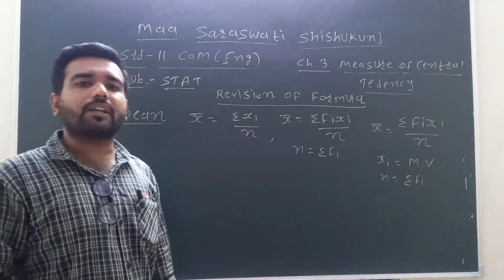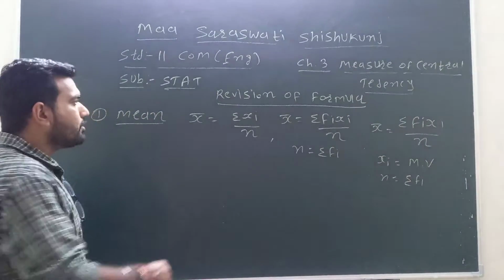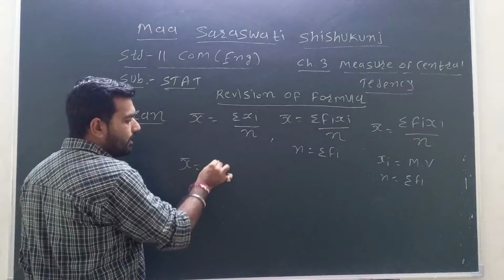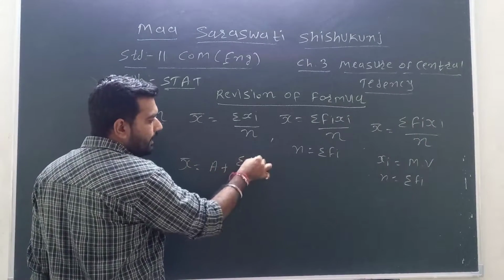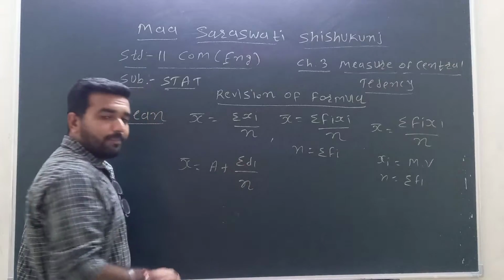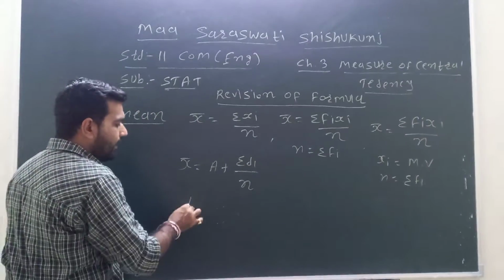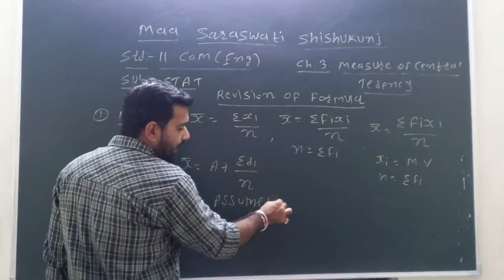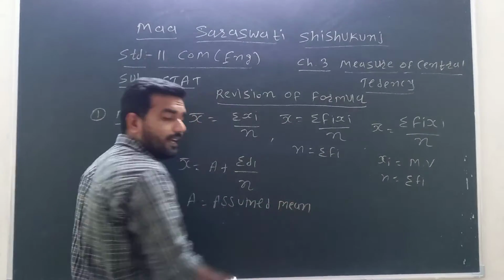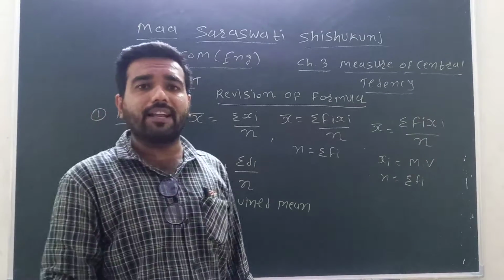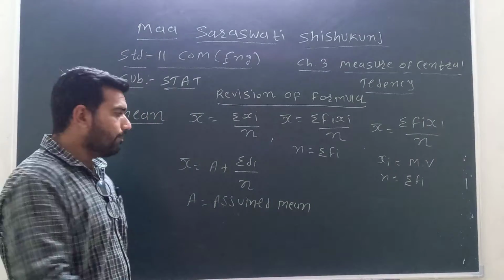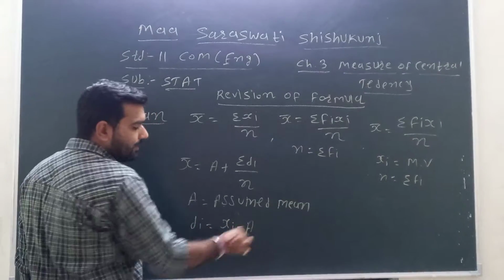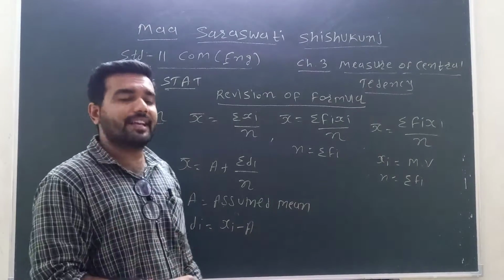Another one is the shortcut method. In the shortcut method, first, when only observations are there, then x bar is equal to a plus sigma di upon n. Here a is the assumed mean. From the given xi, you can assume any value. And di is equal to xi minus a.